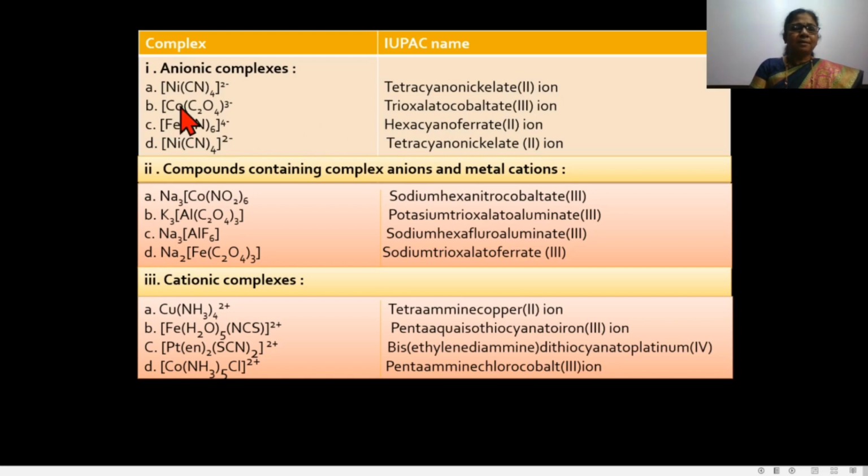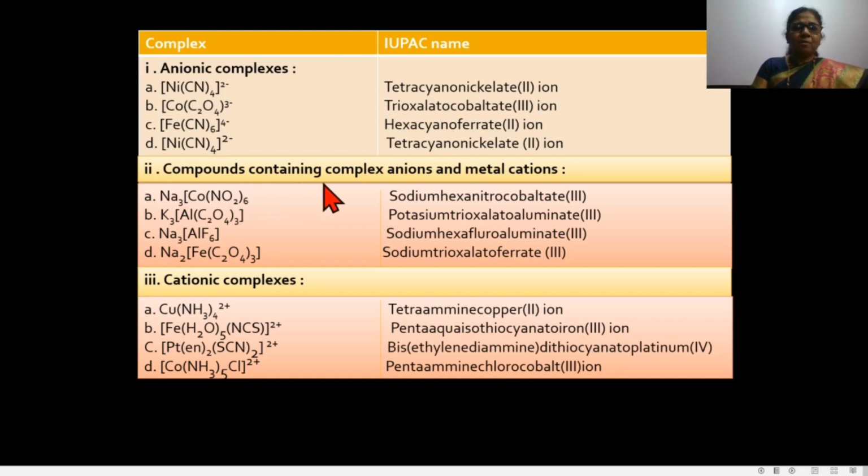Then in the second, this cobalt has the oxalato. This is the oxalato. Then the name of this compound is trioxalatocobaltate(III) ion. Then [Fe(CN)6]4-, hexacyanoferrate(II) ion. The next compound is tetracyanonickelate(II). This is the oxidation state. We know that in the IUPAC system, write first the name of the ligands, then the metal ion, and then the oxidation state in Roman numerals.